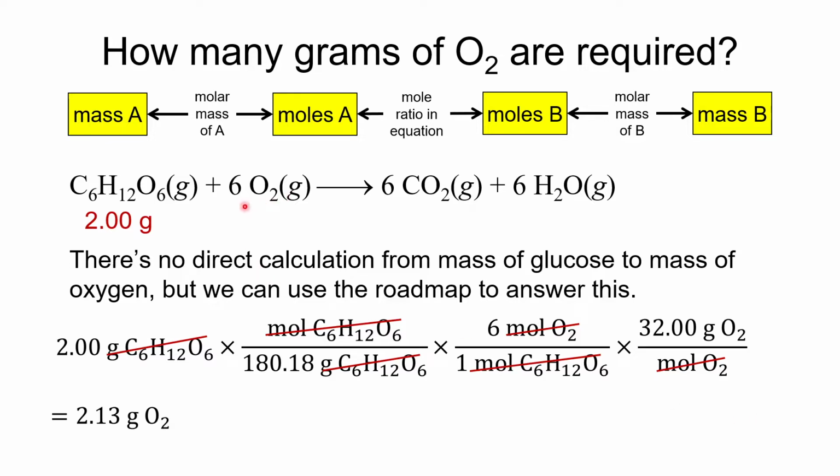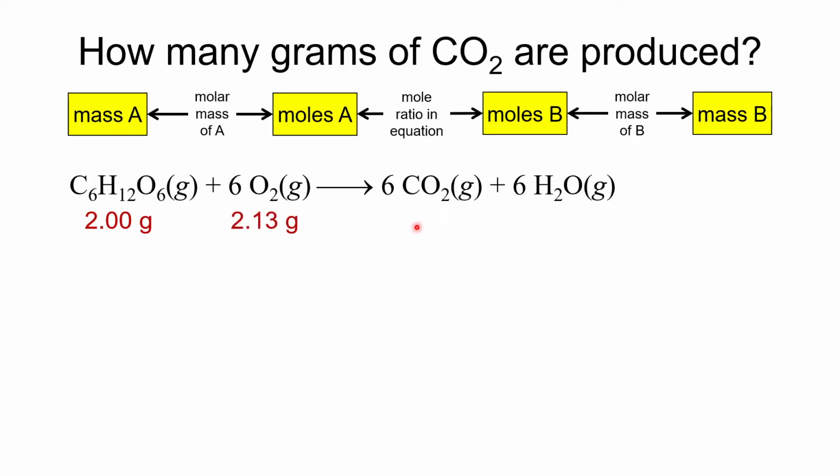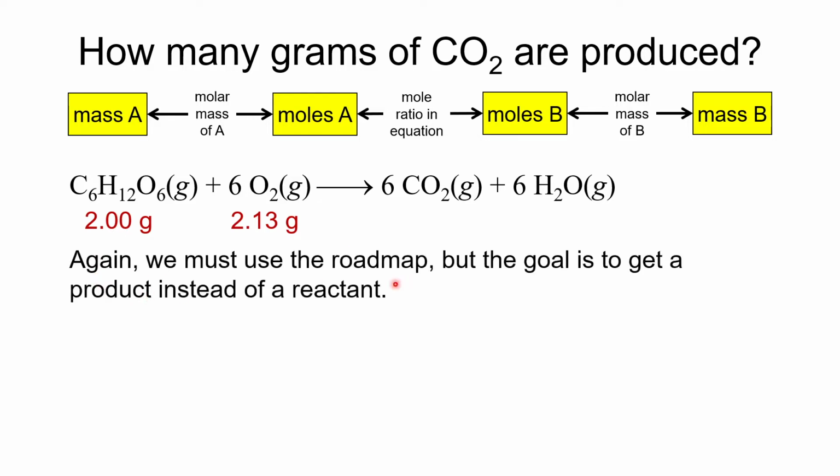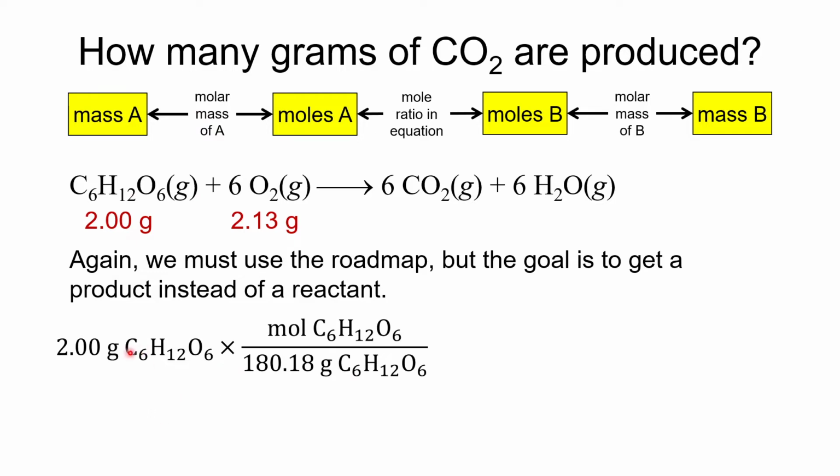Now, here we're figuring out how much of a reactant is required, but we can also figure out how much product is going to be produced. So, again, we'll use the roadmap, but we're going to go to a product instead of the reactant. Here we'll start with our 2.00 grams of glucose. Mass to moles, we'll use the molar mass of glucose again. You'll see the grams of glucose cancels out, and we're left with moles of glucose.